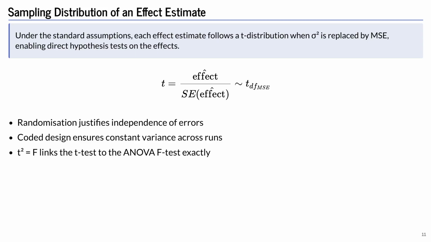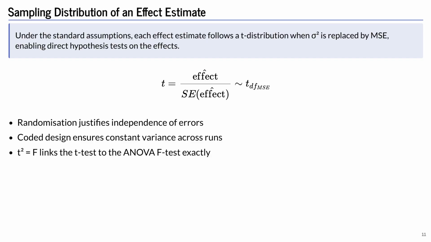Now we formalize the test. Under the standard assumptions, normally distributed, independent errors with constant variance, each effect estimate divided by its standard error follows a t-distribution. The degrees of freedom are those of the MSE, which comes from the replication. So the test statistic is simply the estimated effect divided by its standard error, and we compare that to a t-distribution with the MSE degrees of freedom.